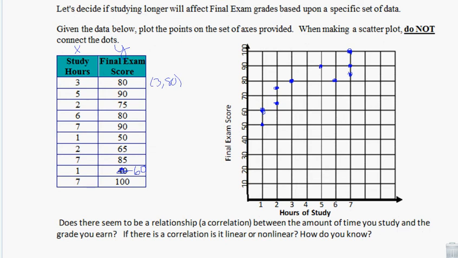So I'm going to continue, but again, please, if you didn't finish plotting the points, raise your hand, tell them, pause the video.